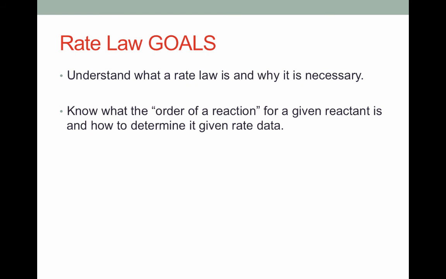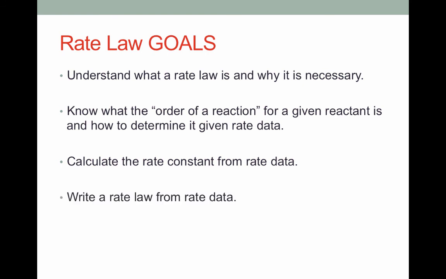Recall that this tells us the effect of that particular reactant on the reaction rate. And we learned how to determine it from rate data by comparing two trials in which the concentration of one reactant is varied while the others are held constant. Then we learned to calculate the rate constant from rate data. This is K. We just plug in some rate data and solve for K. And then we learned how to write the rate law from rate data by filling in our K value and our orders for our reaction.